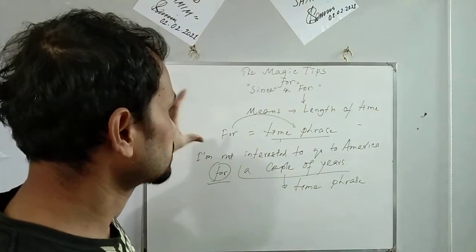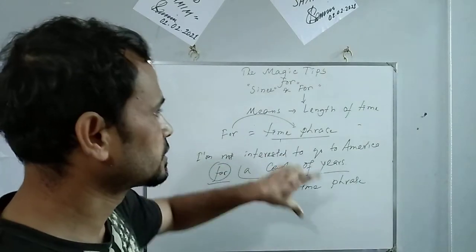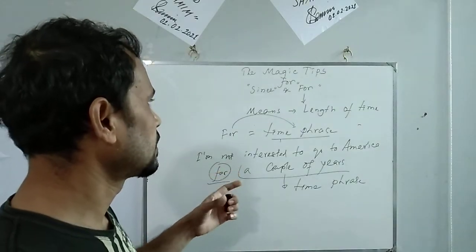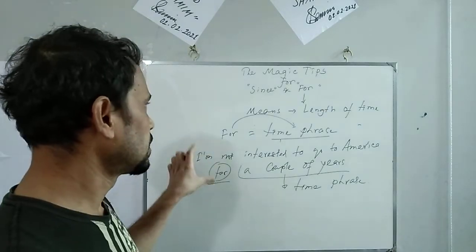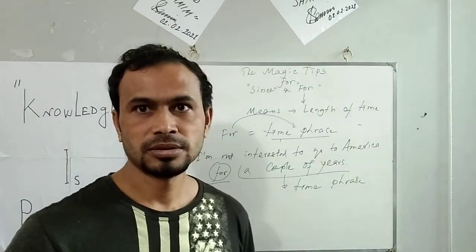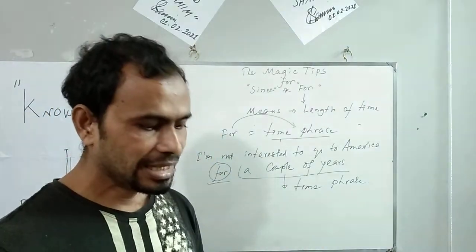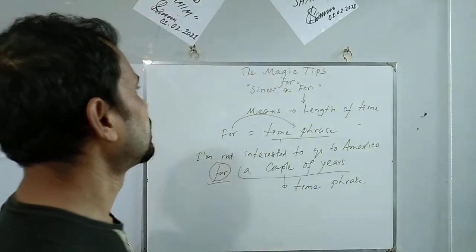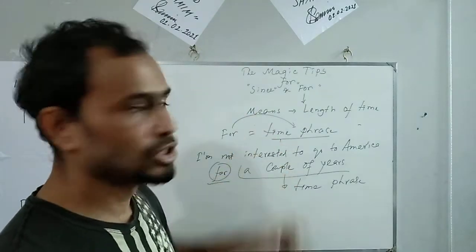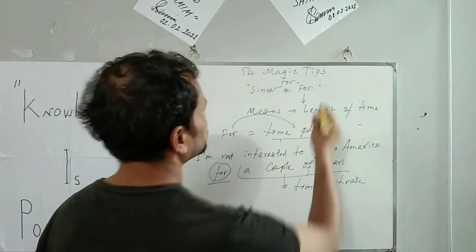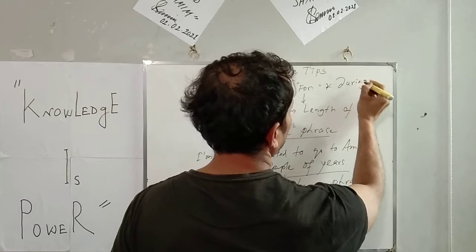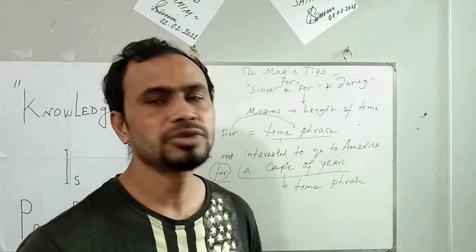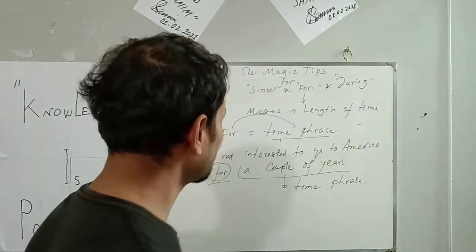So my friends, I think you understand better. For means time phrase, and you can make any sentences, when you want to speak, by using a time phrase with for before it, without any hesitation. Okay, let's see about during. I'd like to add during. We have to know first about during, then I will discuss.